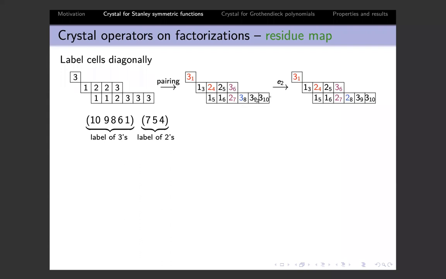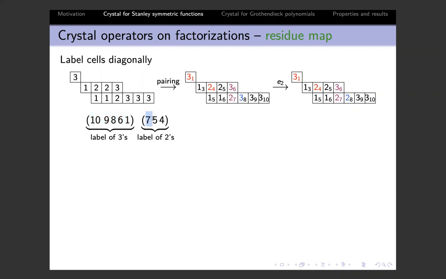So for example, the rightmost three has content 10. So that's what I'm recording here. And then the next three has content nine. So that's what I'm recording here and so on and so on. So I'm just going to record the diagonal labels of the threes, or in general of the I plus ones, in decreasing order. So this first factor that you can see gives us the diagonal labelings of all the threes.